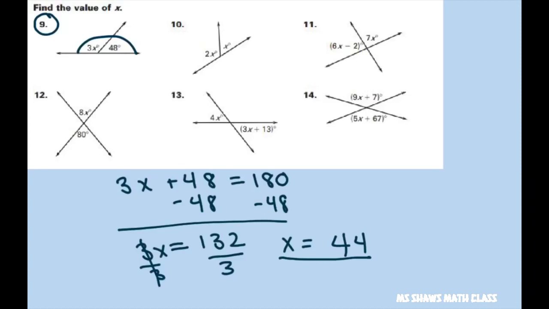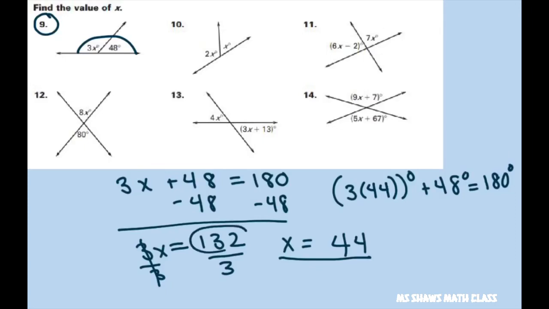You plug it in, you get 3 times 44 degrees plus 48 degrees should equal 180 degrees. And 3 times 44 was 132, which we already saw there. So we get 132 degrees plus 48 degrees equals 180 degrees.